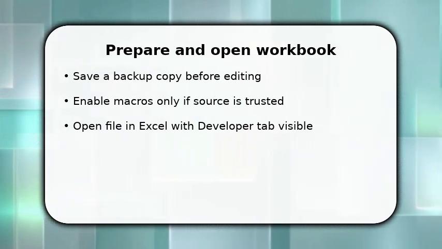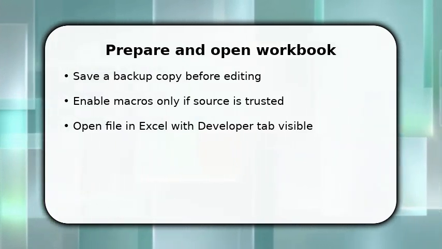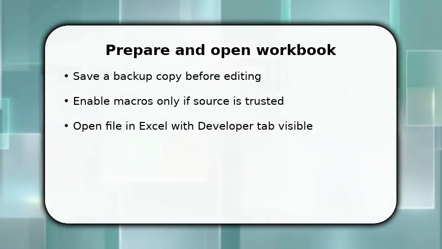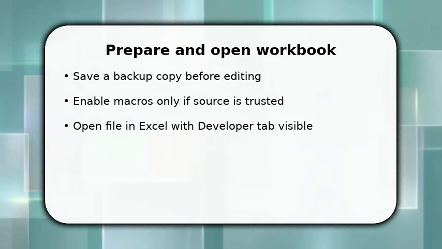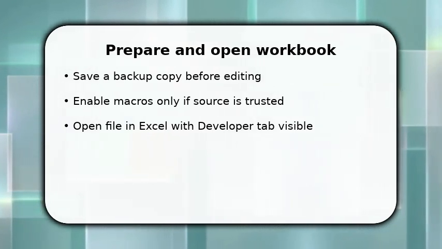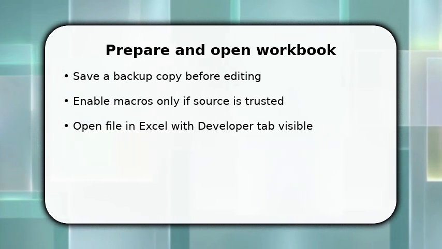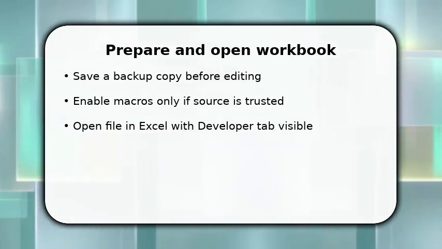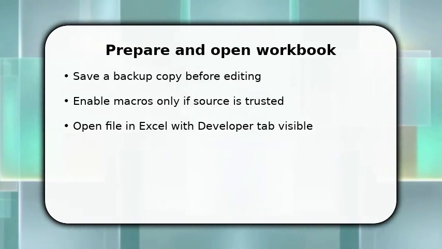Once done, view the VBA editor with Alt plus F11 and scan projects for modules, sheets, and this workbook entries that contain macros. Focus on modules named clearly or recent code blocks. This early inspection helps you decide whether to delete code or simply disable macros for safety.